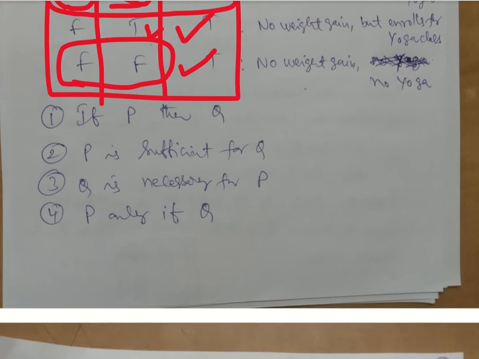So these are all the various ways you can look at implication. So don't worry much about this. These are all valid statements about the implication. So if P, then Q, we know as per the definition. So P is sufficient for Q. So if I am 80 kg, you should enroll for the yoga. That is sufficient for you.